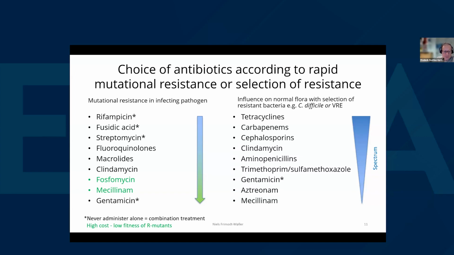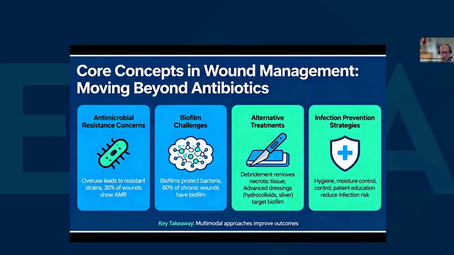But I think it's important to understand that once we start using antibiotics in a chronic wound with biofilm, with challenges of dormant bacteria or bacteria that are maybe tolerant to the antibiotics, we do have an increased risk of antimicrobial resistance once we start treating, and we should look into alternative treatments before we choose the antibiotics.